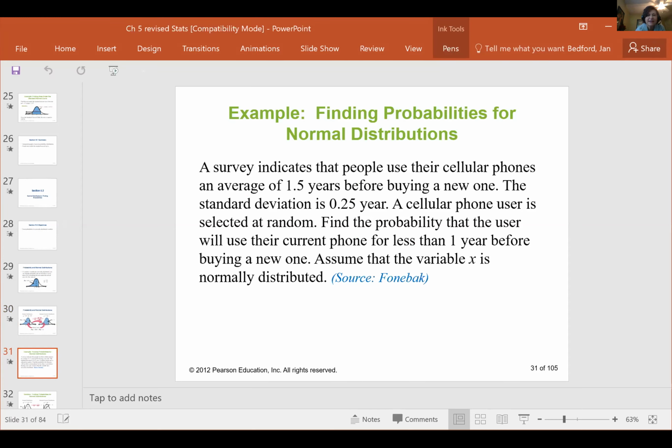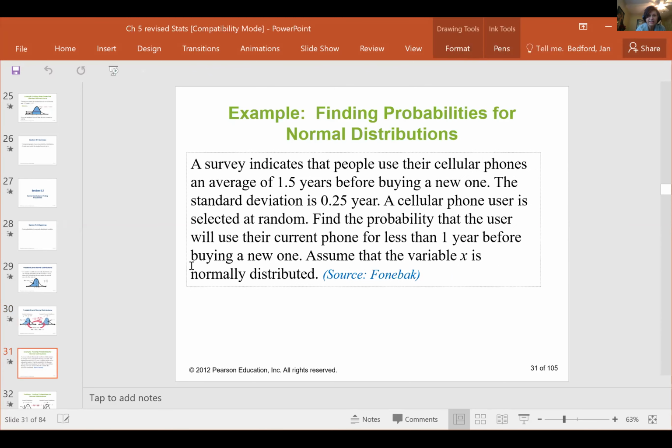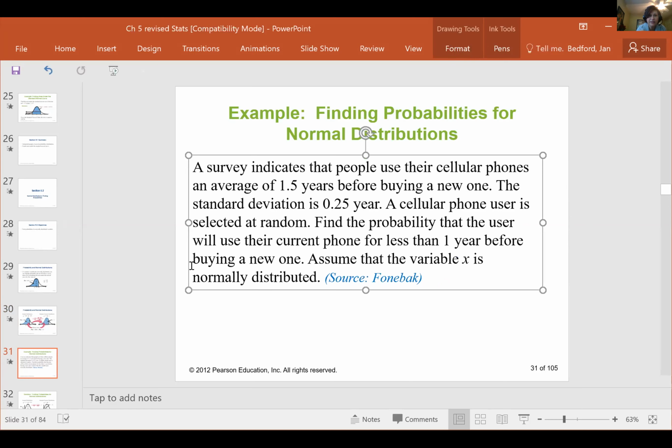That was sad. So let's look at this. You've got 1.5 years as the average length of time people have their phone before buying a new one. Standard deviation is 0.25 years. You select a cell phone user at random. You want to find the probability that the user will use their current phone for less than a year before they buy a new one. Okay, and we're going to assume that the variable X is normally distributed. Is it important that we know it is normally distributed?